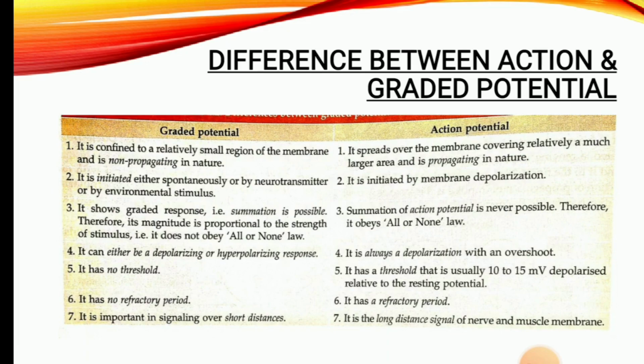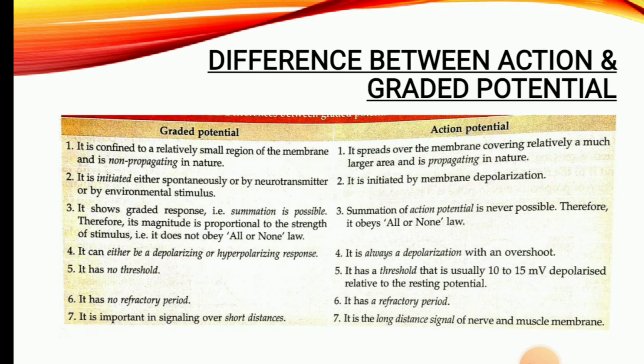What is graded and action potential? Graded potential is confined to a relatively small region of the membrane and is non-propagating in nature. Whereas the action potential spreads over the membrane covering relatively a much larger area. It was related to a smaller area, it is relating to a larger area and it is propagating in nature.